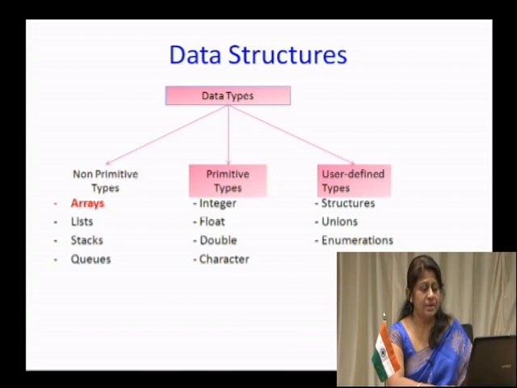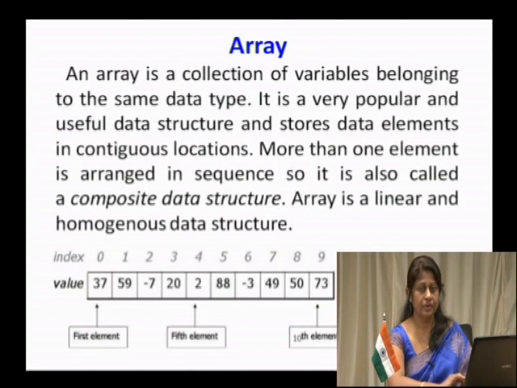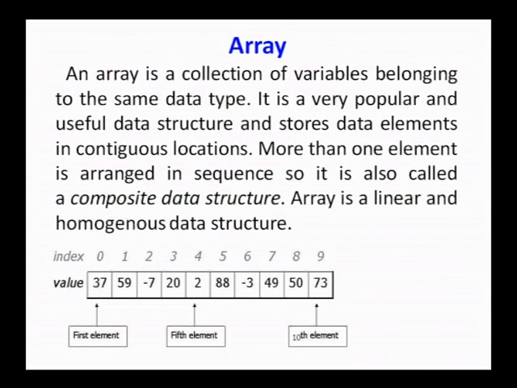But now our focus is on the arrays, and we call it a non-primitive data type because it is built by making use of the standard data type, that is either an integer, floating point numbers or character data. So now let us look into the definition of an array. What an array is? An array is nothing but a collection of variables which belongs to the same data type.